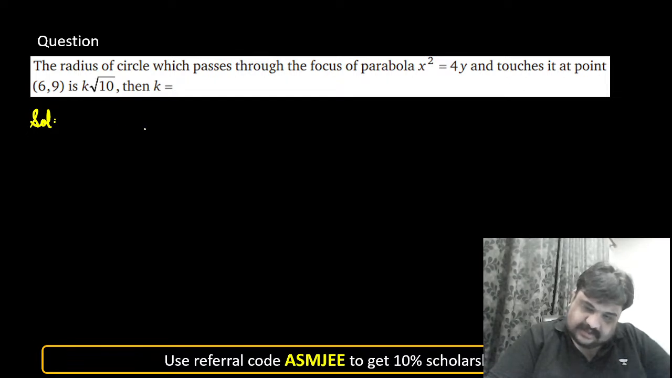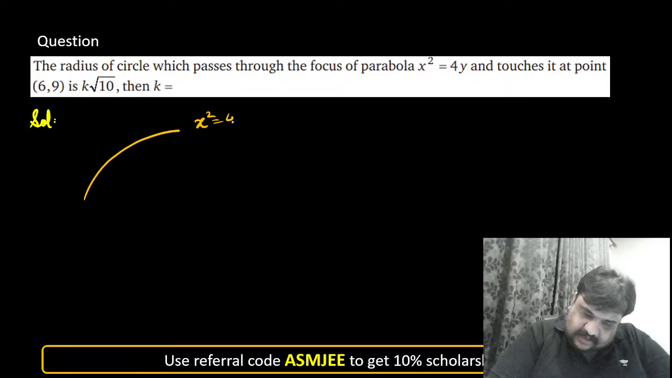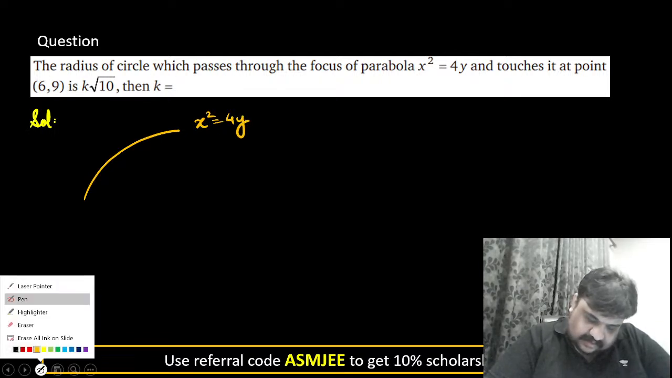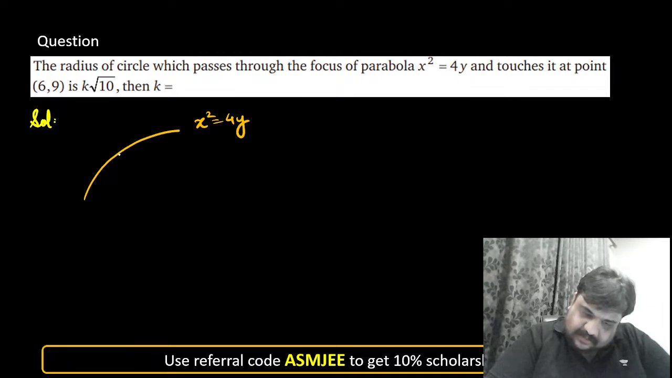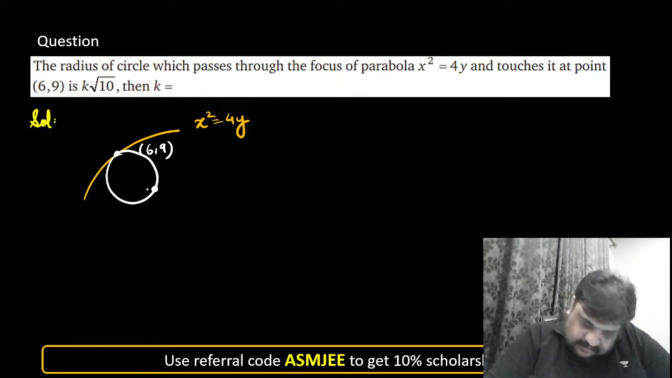So there is this parabola x square equal to 4y and there is a circle which touches this parabola at a point 6 comma 9, and it also passes through the focus of this parabola. So what is the focus of this parabola? 0 comma 1.